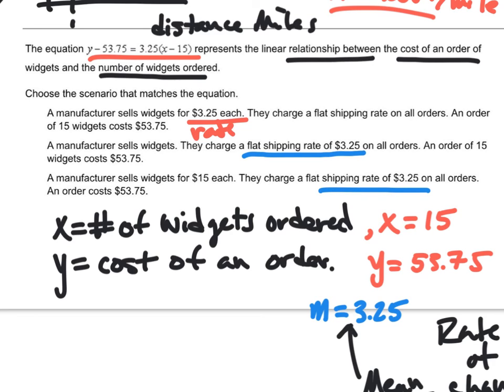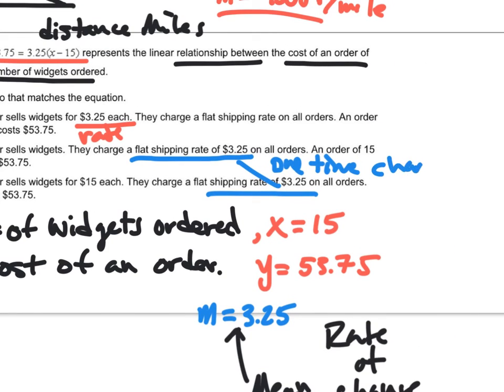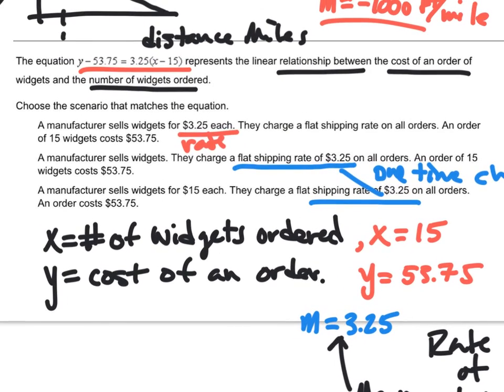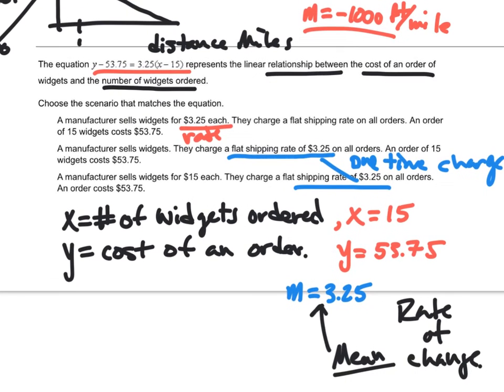Now, the problem is that even though they use the word rate, you are charged a flat shipping rate. This means a one-time charge. And that's not what a rate of change is. A rate of change really has something where you pay a certain amount for every widget that is sold or whatever, or that's ordered. So that's a really tricky question.